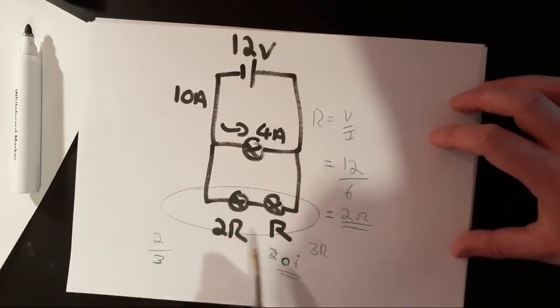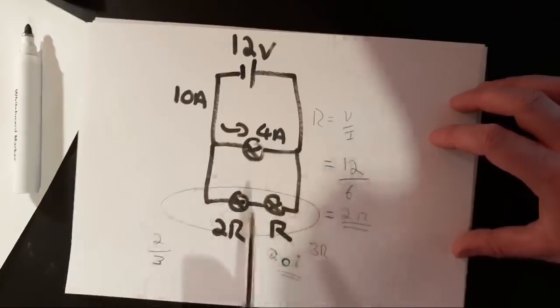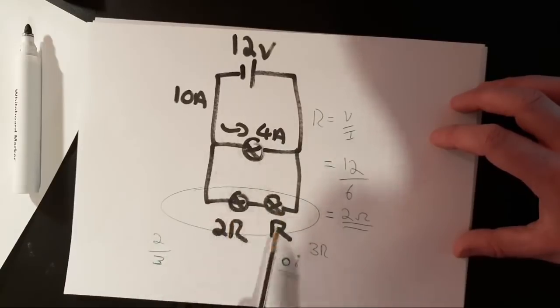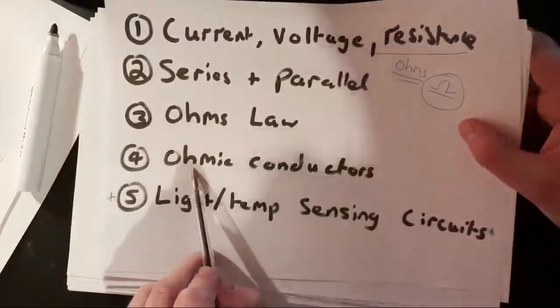How about that? Right. But what I would do is I would calculate the resistance of the entire branch. And then this would have to have half the resistance of that. So that's a tricky one for GCSE level anyway. Ohmic conductors.